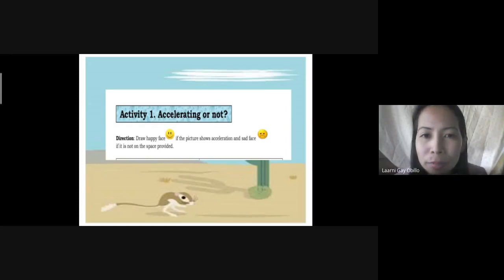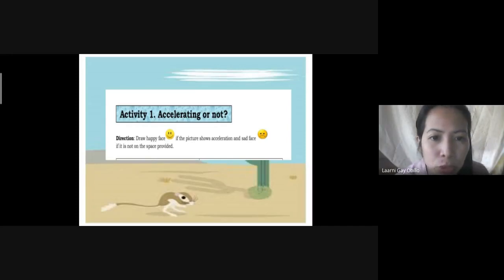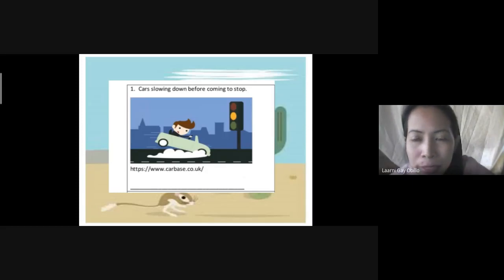Okay, so ito naman yung next activity natin. We are going to draw a happy face if the picture shows acceleration and sad face if it does not show acceleration. Okay, happy face kapag sa tingin niya nagbabago ng acceleration and sad face kapag hindi. Okay, for number 1, car slowing down before coming to stop. Happy face or sad face?